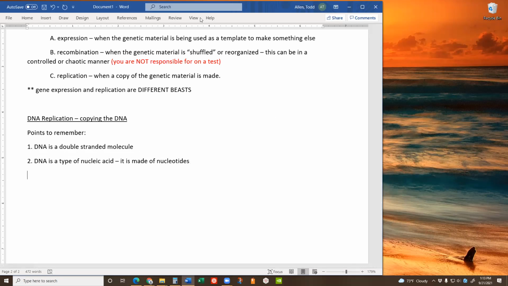Question coming in the chat window. Here we go. What are the three components of a nucleotide? What are nucleotides made of? I mean, this is something that could show up on Thursday's exam because this is content from chapter 2.